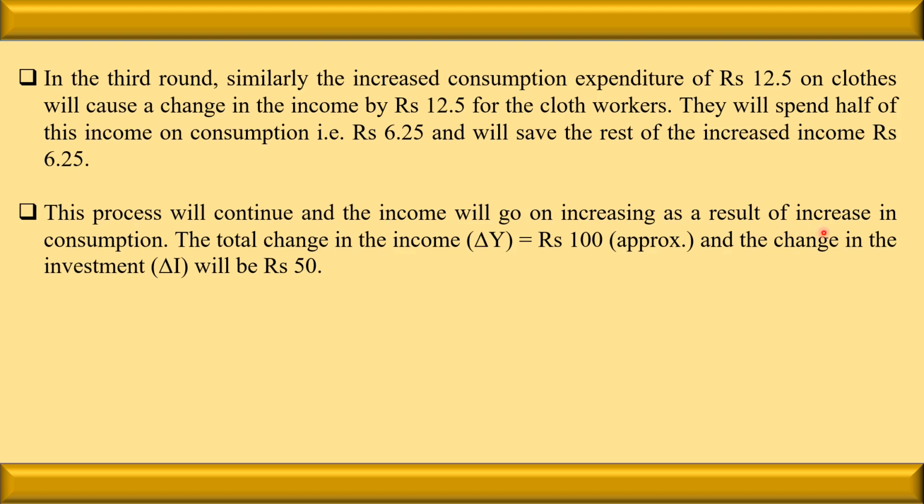As a result of the increase in consumption, the total change in income, that is delta Y, is equal to 100 approximately, and the change in the investment is 50. So we can say that the change in investment, that is 50, has multiplied the income 2 times; with 50 we have made the income 100. The formula to calculate the investment multiplier is this one. Through this formula we come to know that the investment multiplier is 2 times. It means the investment has made the income 2 times.